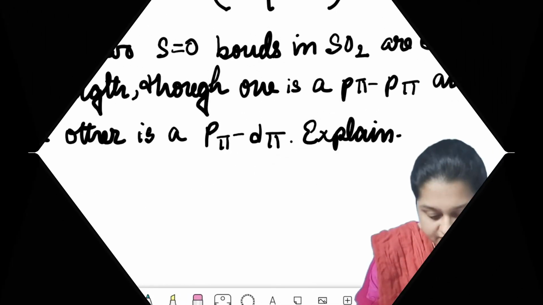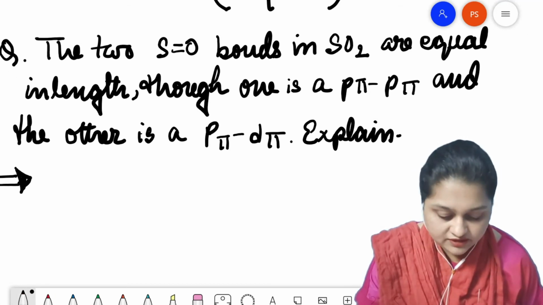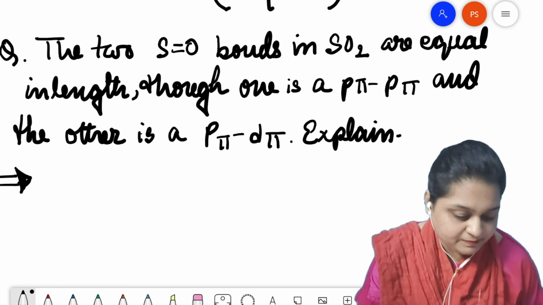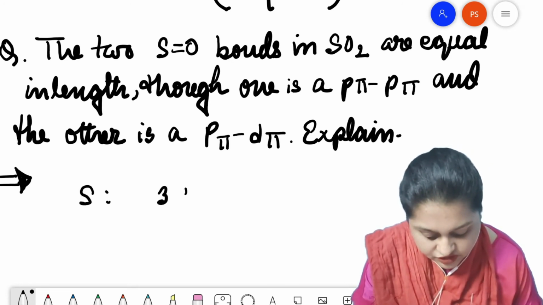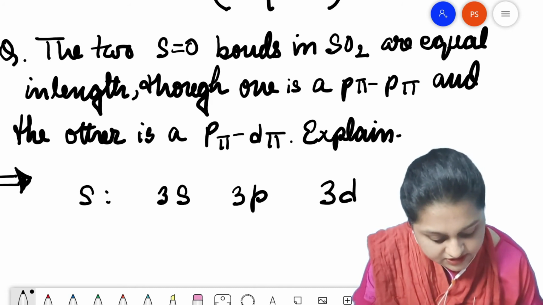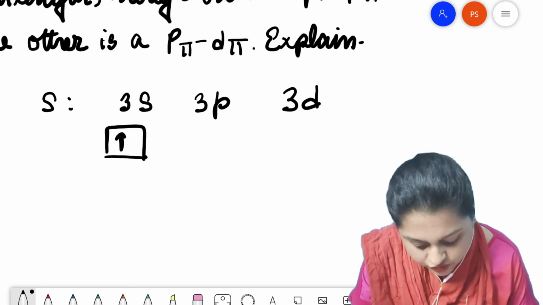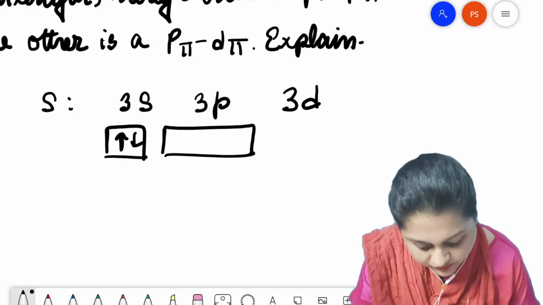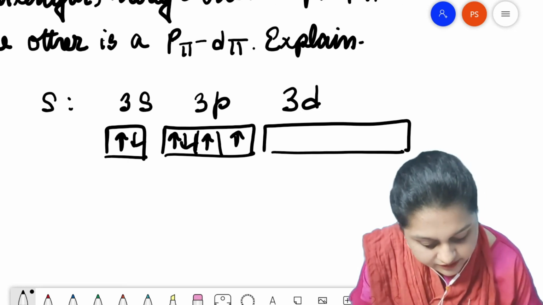The next question is: the two S double bond O bonds in SO2 are equal in length, though one is a p pi p pi and the other one is a p pi d pi. Explain. Now sulfur, the valence electronic configuration is 3s2, 3p4 and 3d is vacant. So the ground state electronic configuration is 3s2, 3p4 and the 3d is vacant.